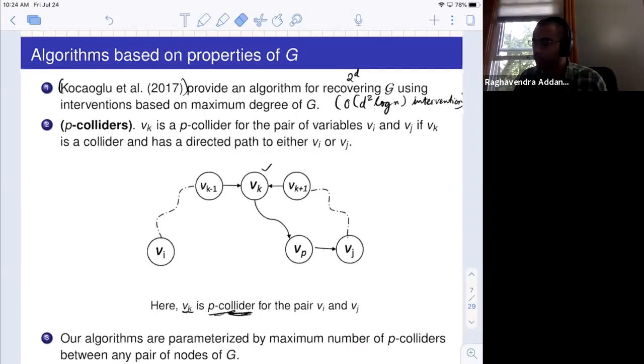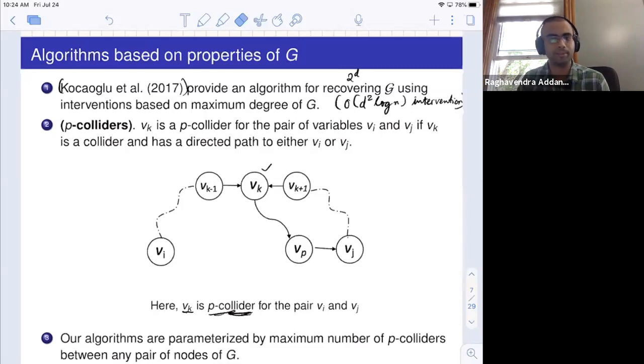That's okay. So when one can do these conditional independence tests essentially with unit cost, in some sense not worrying about the samples, there is d squared log n, and ideally we would like to parameterize these algorithms based on some property of the causal graph, not based on the undirected properties of this graph. We give one such parameterization using the notion of p colliders.